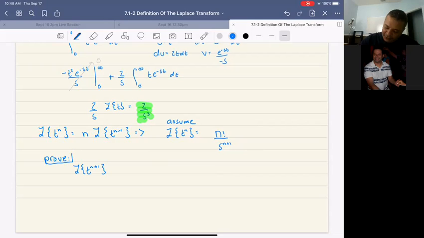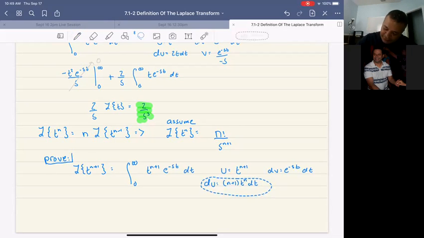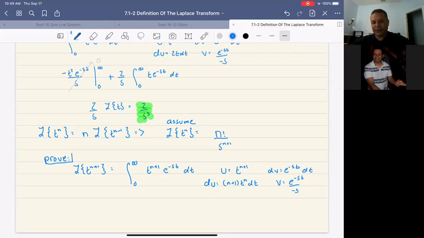So the Laplace transform of t to the n plus 1 equals, of course, the integral from 0 to infinity of t to the n plus 1 e to the negative st dt. Our u is, of course, t to the n plus 1. Our dv is e to the negative st dt. Our du is n plus 1 t to the n dt. And our v is e to the negative st divided by negative s. Okay, so now the uv minus the integral of v du.